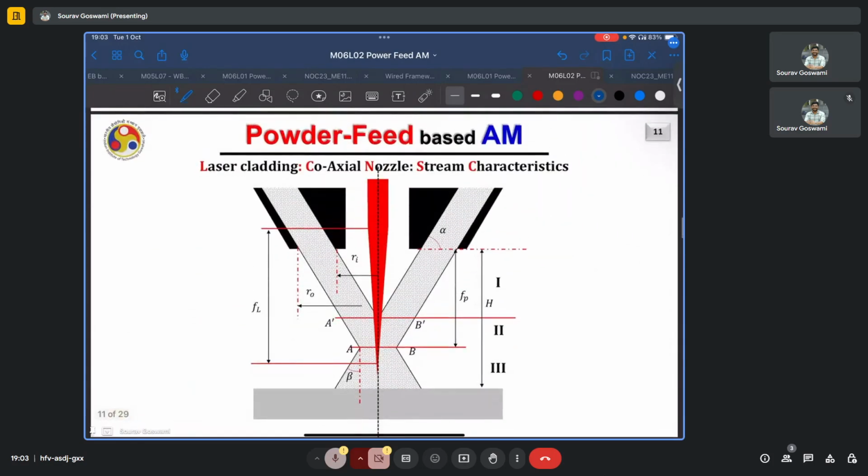Now here we see that the interaction of this powder stream and the laser beam can be divided into different zones. So here, if at an intermediate position we were to take a cross section, what we'll find is that the powder is coming in this donut-like shape, assuming a continuous coaxial nozzle for the powder delivery, and the laser beam is in the middle. The laser is not really interacting with the powder.